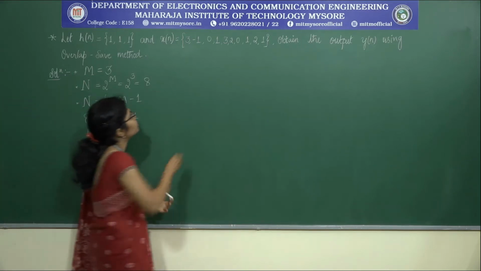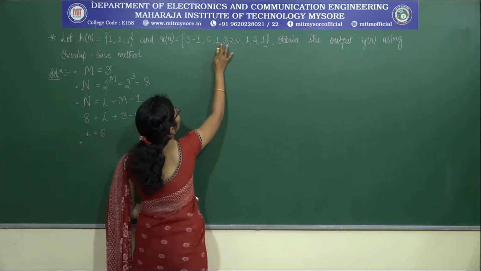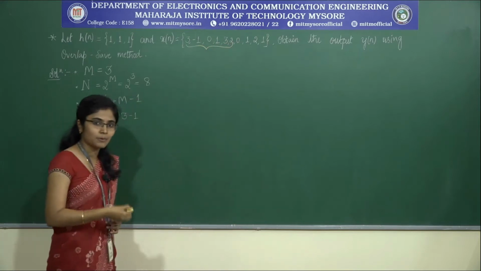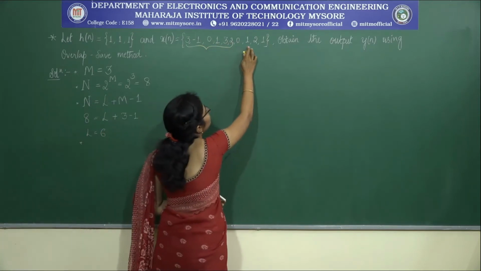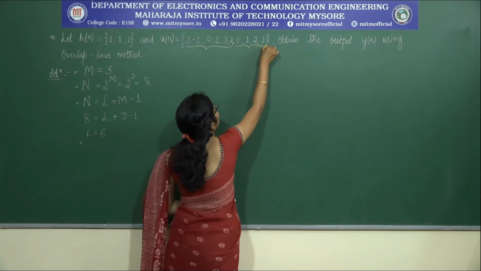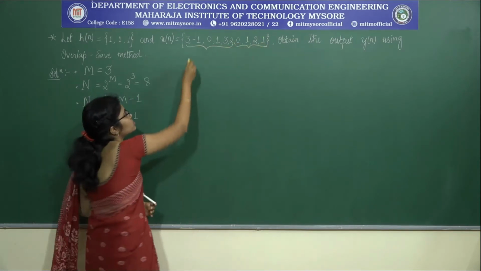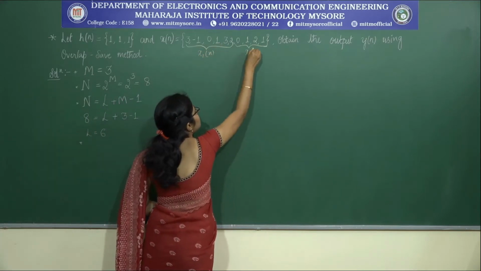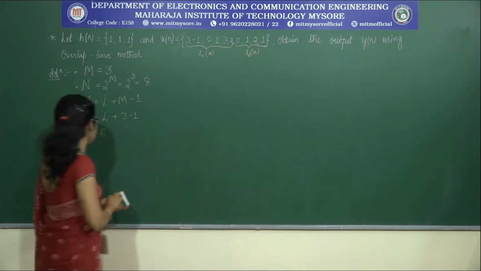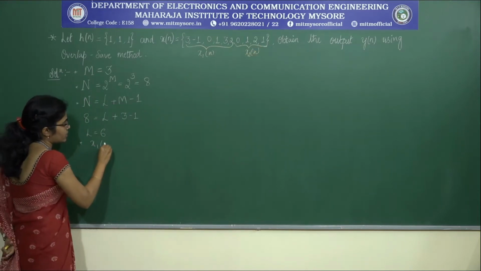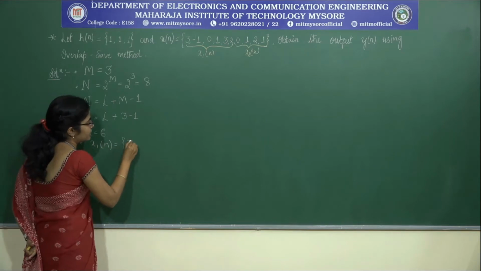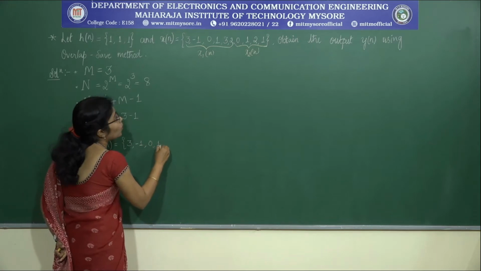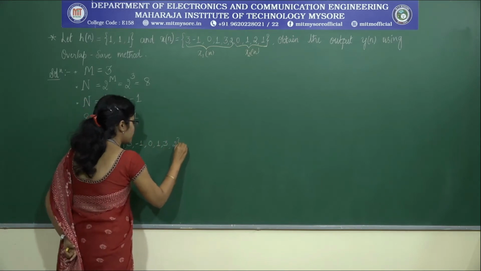Now let us come to the input. 1, 2, 3, 4, 5, 6. This becomes our first subsequence. Then we have 1, 2, 3, 4. For the rest of the 2 more values we will append zeros. So this becomes our first subsequence x1 of n and this is our x2 of n. If I rewrite, x1 of n after dividing is 3 minus 1 0 1 3 and 2.